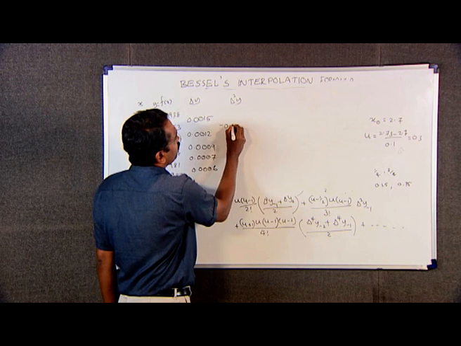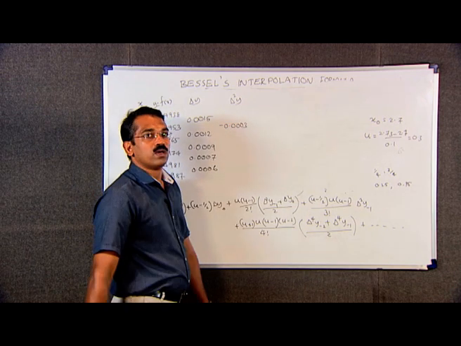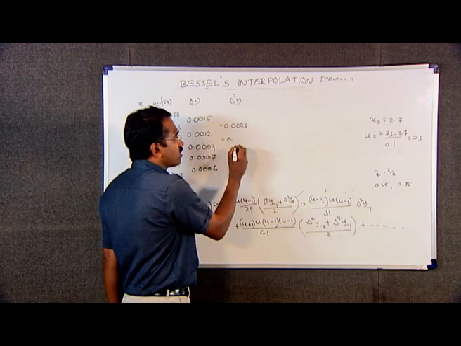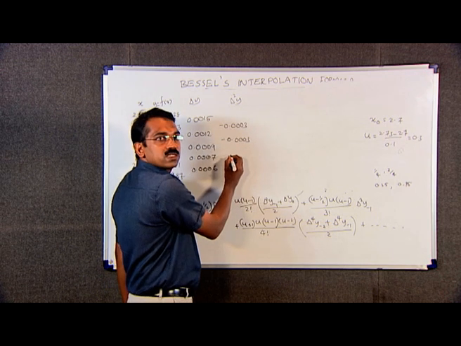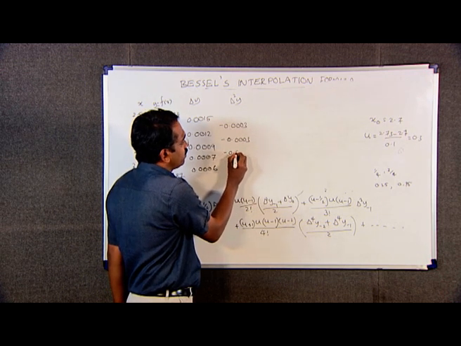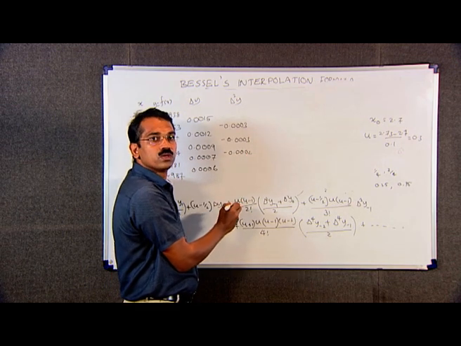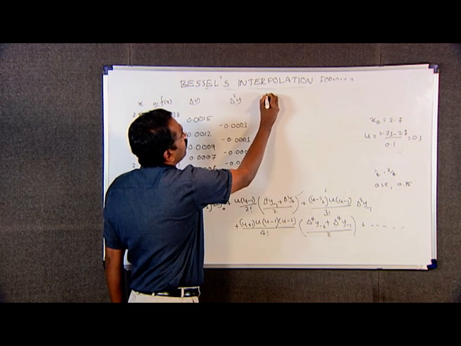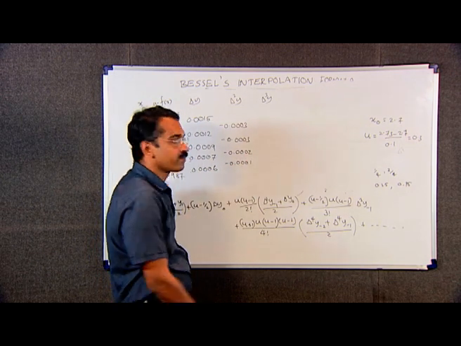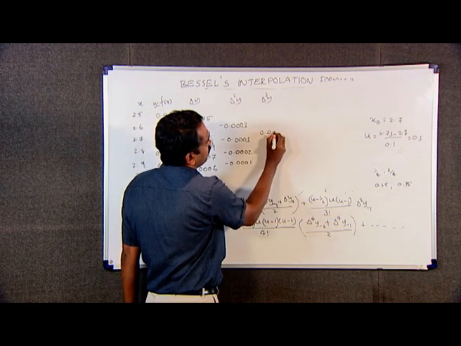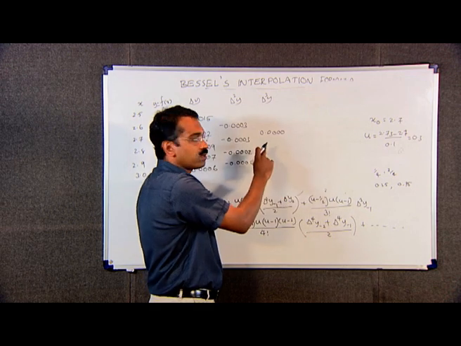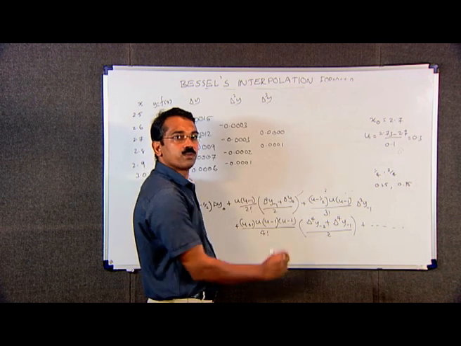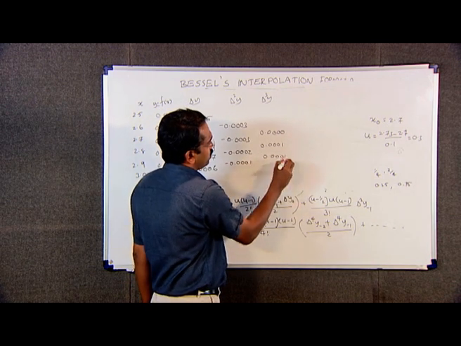The second order differences are delta square y, which are: first is 0.0012 minus 0.0015, which is negative 0.0003. Next one is negative 0.0003. Next is negative 0.0002, and the last one is negative 0.0001. And the third order differences are delta cube y. First is 0, then 0.0001, 0.0001, third one.